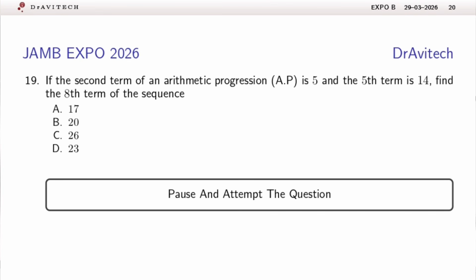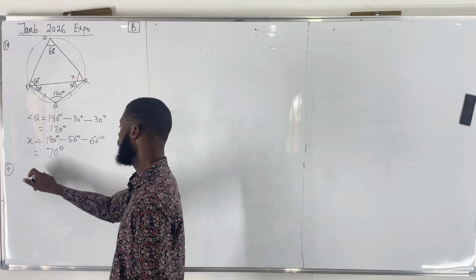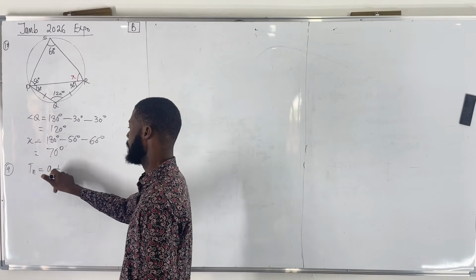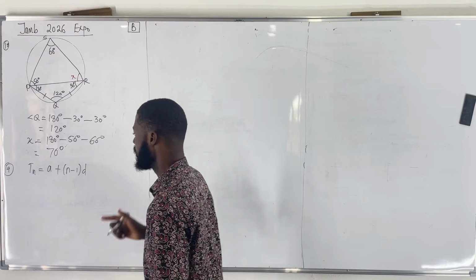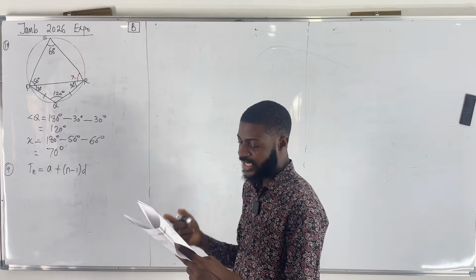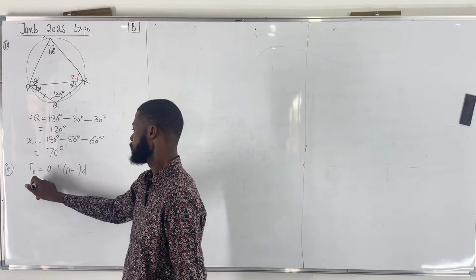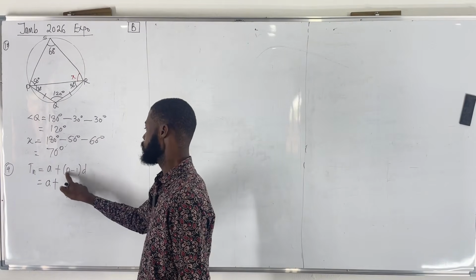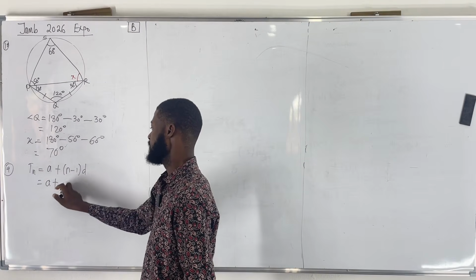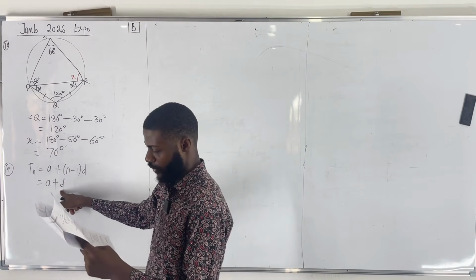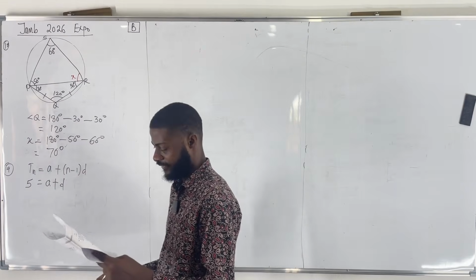If the second term of an arithmetic progression is 5 and the fifth term is 14, you have to find the eighth term of the sequence. All right, so this is what we're going to do. For an AP, the nth term formula is a plus (n minus 1) d. That's the nth term formula. So it says the second term, so n will be 2. So the second term will be a plus 2 minus 1 is 1, 1 times d is d. So this will equal 5, because it says the second term is 5.